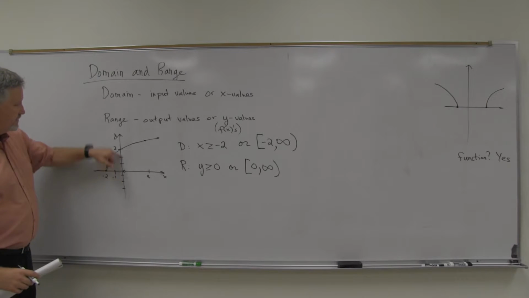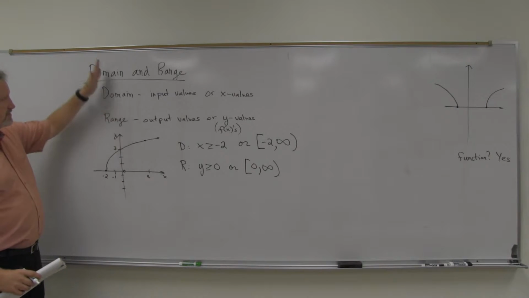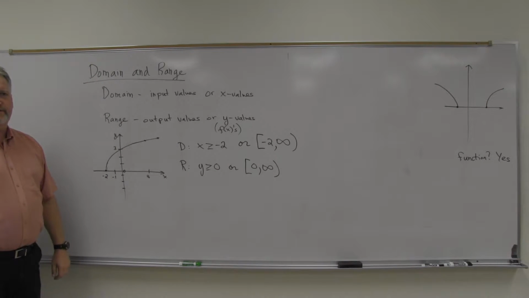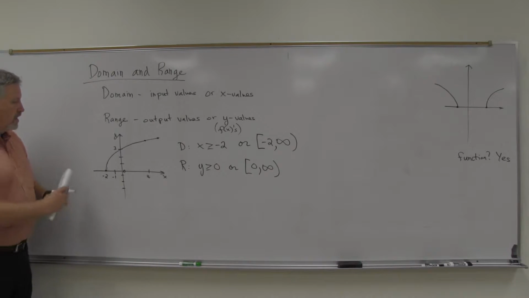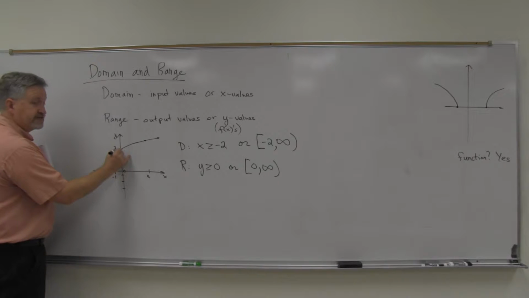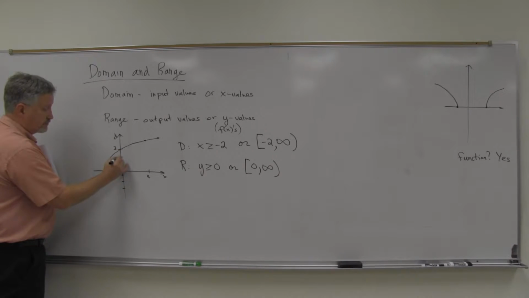Because it starts at 0 and then goes up. The y values here going up, that would be the infinity side of y. Okay? Why wouldn't it be 3, where that curve is? Yeah. 3 is included, but there's y values below 3.